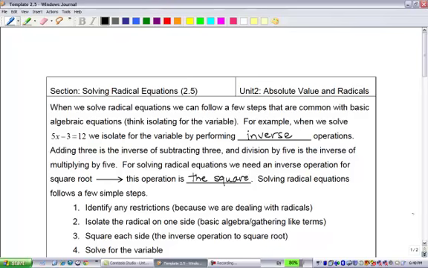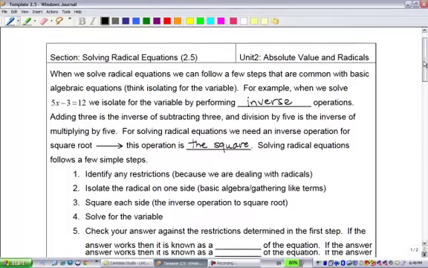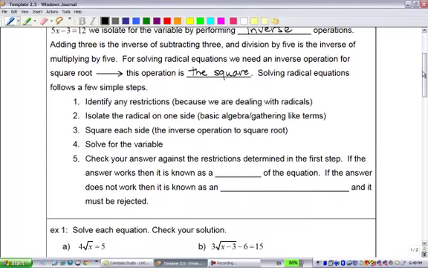So solving radical equations follows a few pretty simple steps. Really, it's very similar to basic algebra where we isolate. Identify any restrictions. Because we're dealing with radicals, remember that we can't take the square root of a negative number, can't take the fourth root, the sixth root of negative numbers. We want to deal with those.